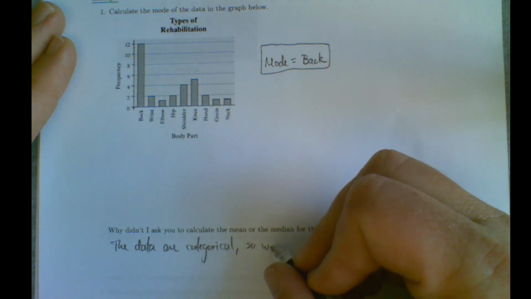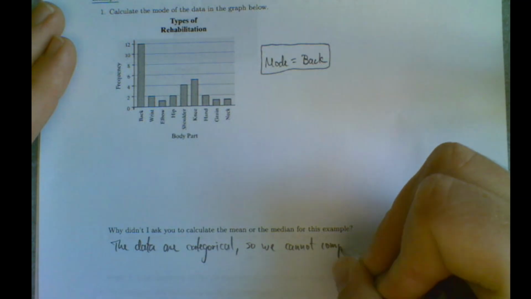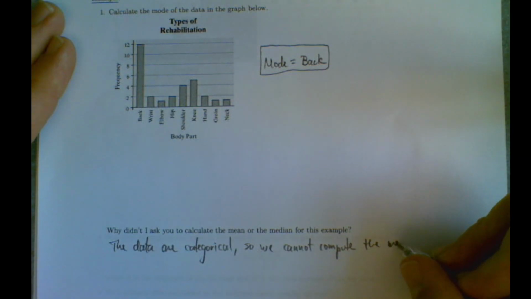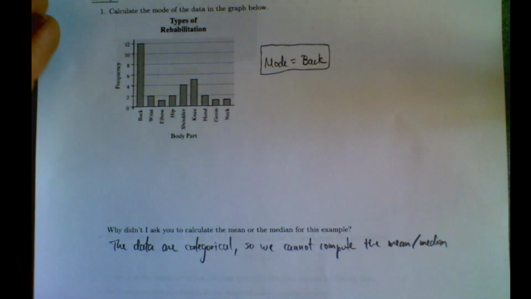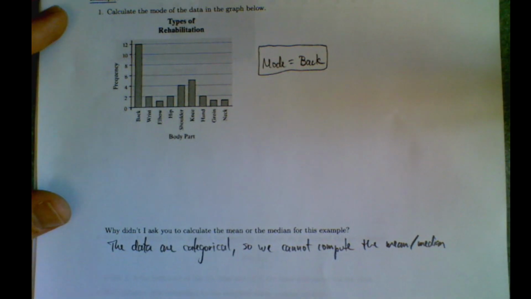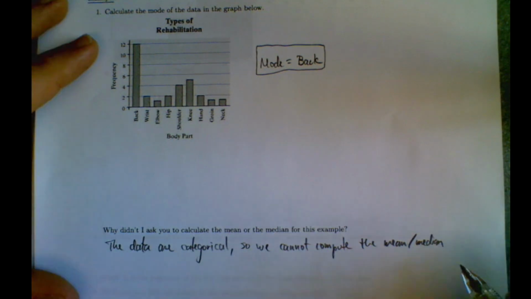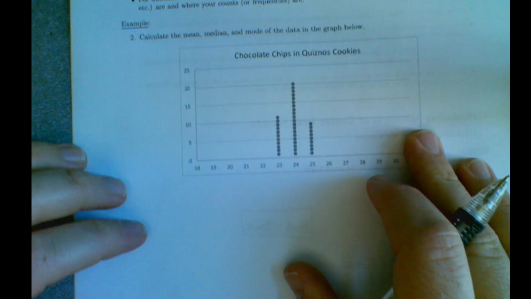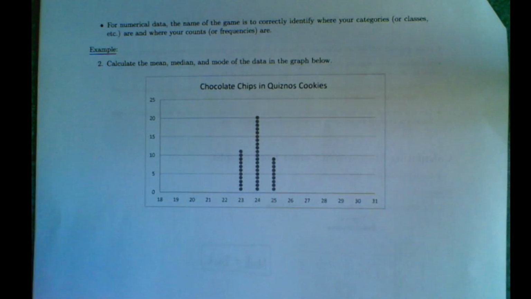So we cannot compute the mean or the median. Those are not well-defined measures of center on a categorical data set. Okay, so that's pretty straightforward. For numerical data sets, this process is a little more difficult.